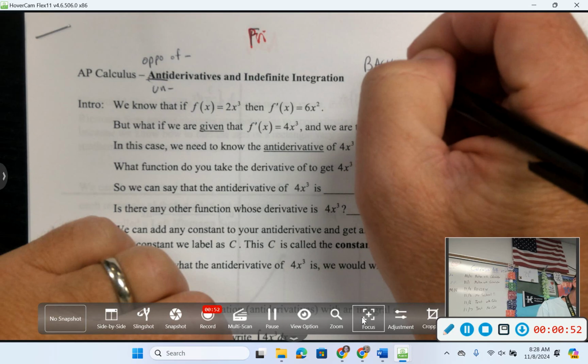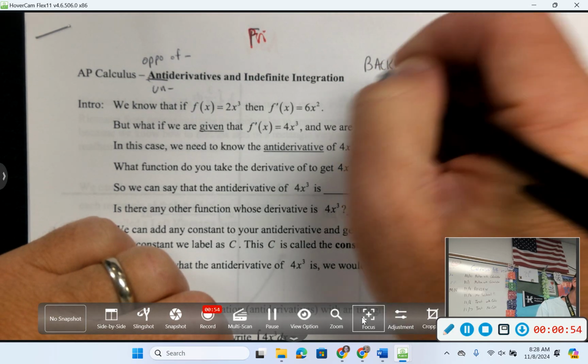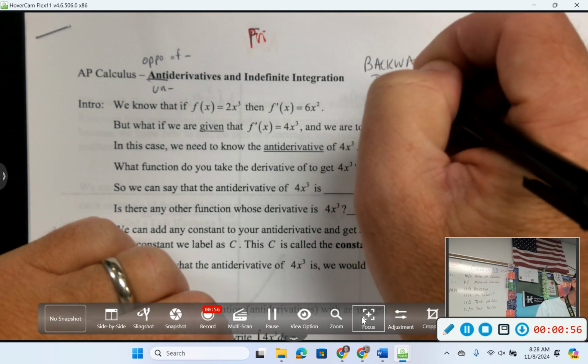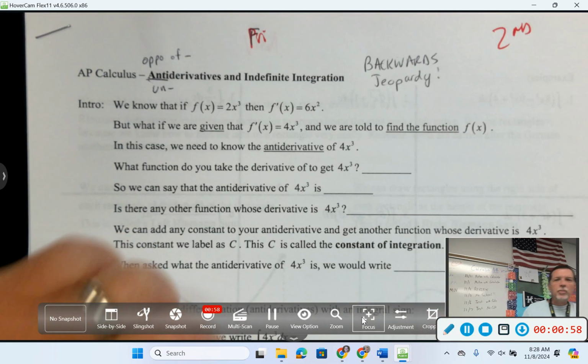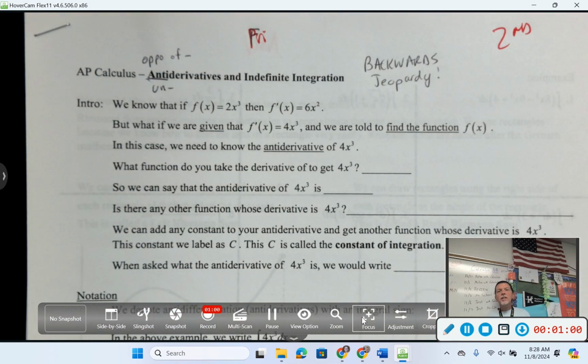How else to think of that? It's a Jeopardy day. I'll give you the answer, and you've got to go backwards and come up with the question. So, needless to say, you've got to know all the forward facts in order to go backwards. You've got to know all the derivatives in order to be able to think backwards and work backwards.